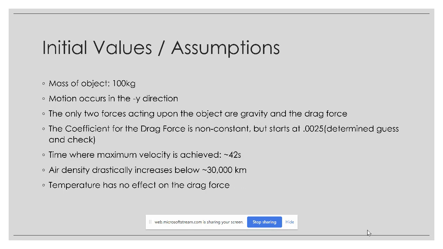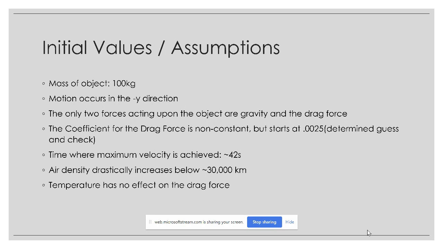So there were some initial values and assumptions I had to make in order to develop the GlowScript code. The mass of the man plus his suit was going to be 100 kilograms. I also assumed that motion occurs in the negative y direction. As stated before, the only two forces acting upon the system are gravity and the drag force. And I said the coefficient of the drag force is non-constant, but starts at 0.0025. I determined this through guess and check and trying to develop an accurate model.